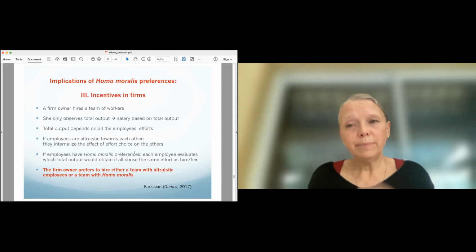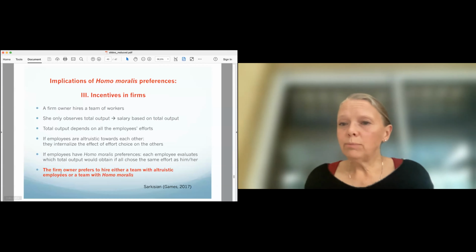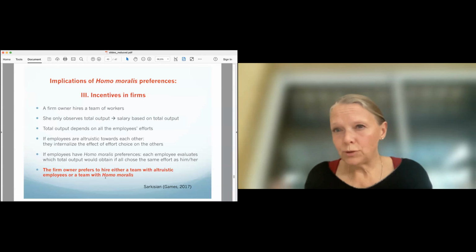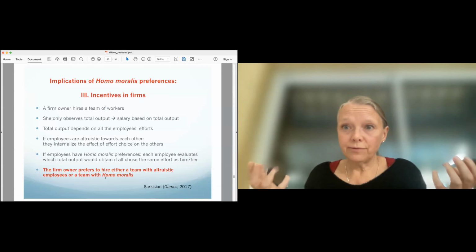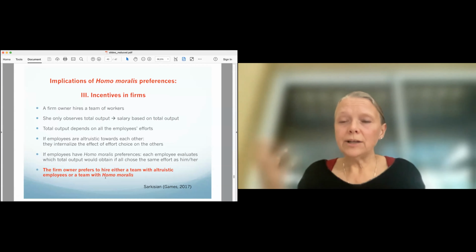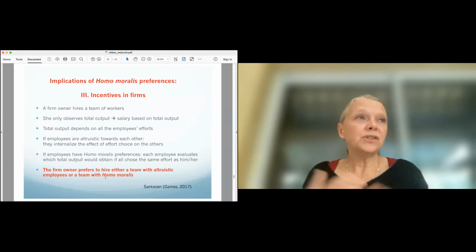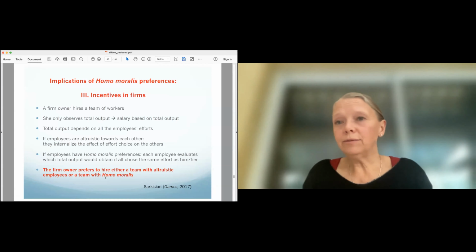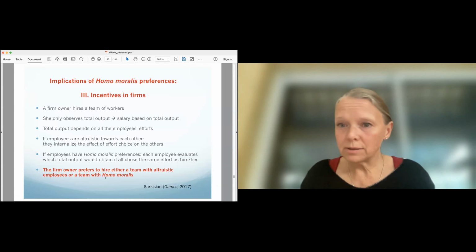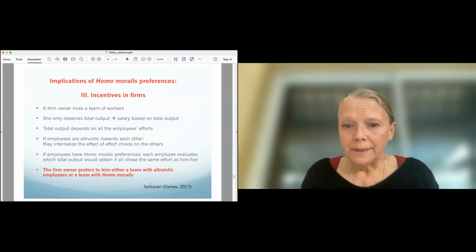Depending on the parameter values, sometimes the firm owner will prefer to hire a team with altruistic employees, but sometimes a team with homo moralis. You can see that firms may also contribute to the selection, the evolutionary success, of different preferences. If firms never want to hire, let's say, selfish people, then selfish people will be unemployed and worse off, and this can have longer-term consequences on the composition of the population in terms of preferences. This is work by a former PhD student of mine, Roberto Sarkisian.